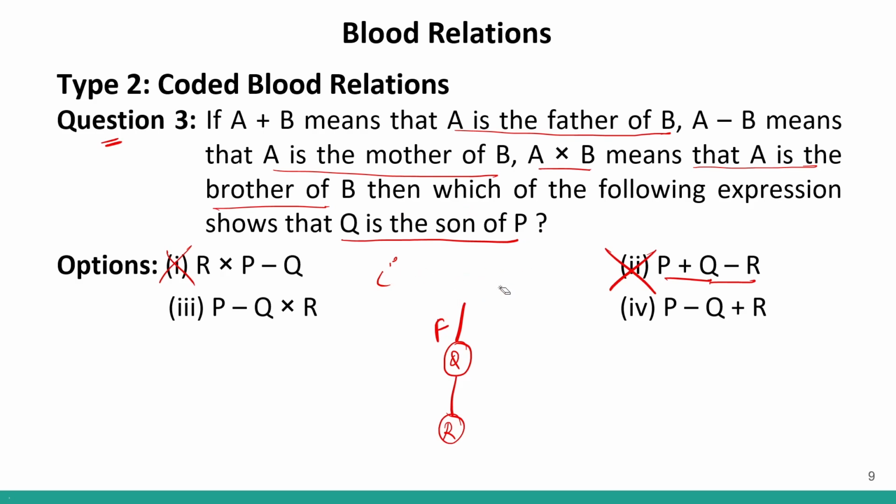Correct? Moving on to option number 3. Option number 3 says P minus Q. P minus Q means P is the mother of Q. Correct? Q into R means Q is the brother of R. If Q is the brother of R, Q would be male and R's gender would be unknown. We had to identify Q is the son of P. Yes, with the help of this expression, I can identify that Q is the son of P. So the answer will be option number 3.